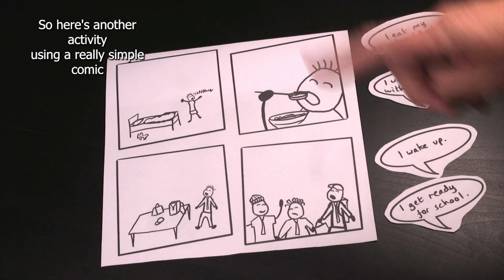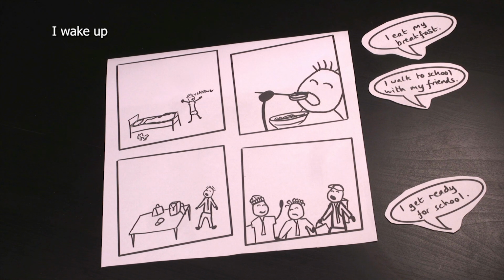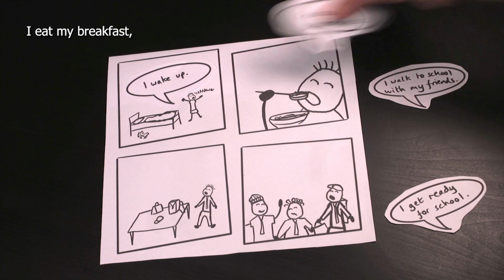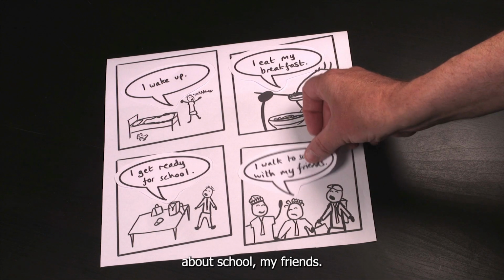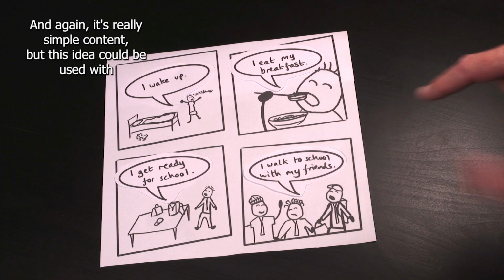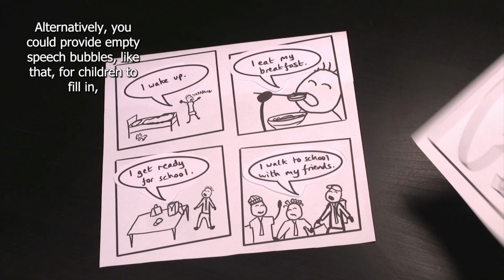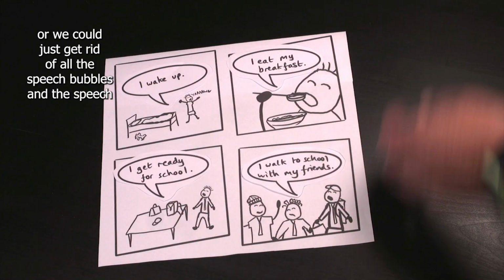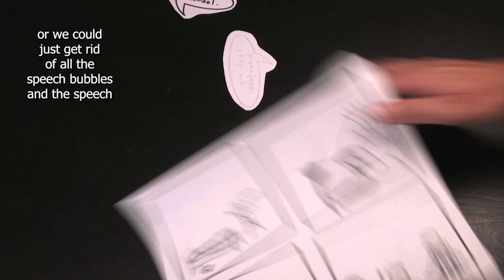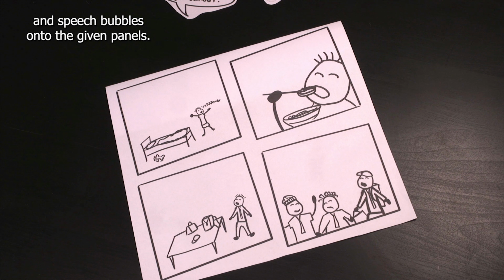So here's another activity using a really simple comic where we're sequencing not the pictures but the speech bubbles. I wake up, I eat my breakfast, I get ready for school, I walk to school with my friends. And again, it's really simple content, but this idea could be used with more complex curriculum areas and more complex topics. Alternatively, you could provide empty speech bubbles like that for children to fill in, or we could just get rid of all the speech bubbles and the speech and let the children put their own text and speech bubbles onto the given panels.